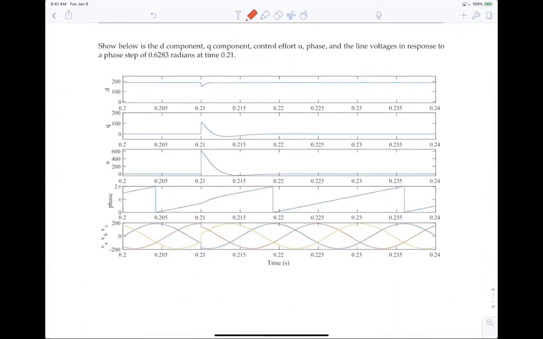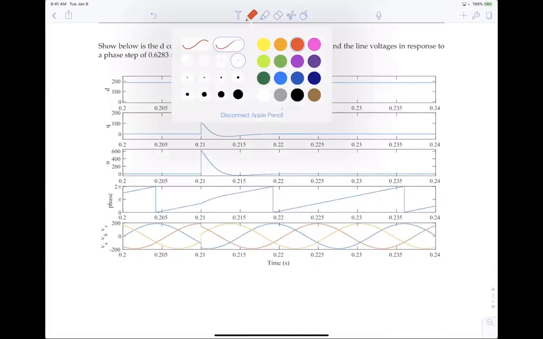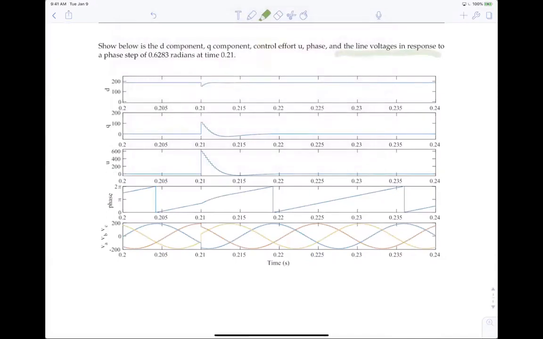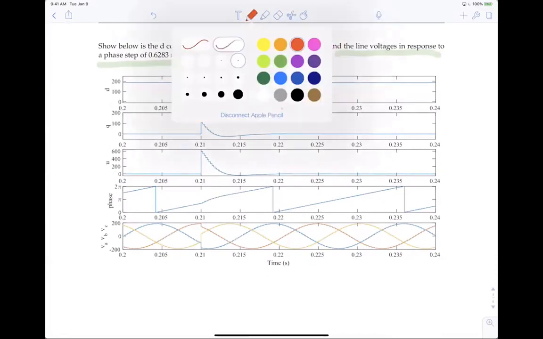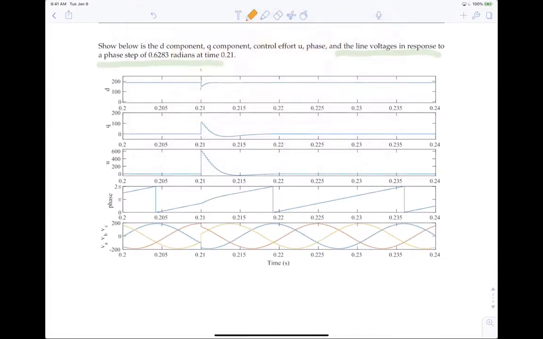Let's look now at what happens when we have a step in line voltages. A phase step of 0.62 radians. This is a pretty extreme case, but let's just go ahead and illustrate what happens here. So we're going to have this happen at about 0.21 in time. So I'll just draw this line straight down.